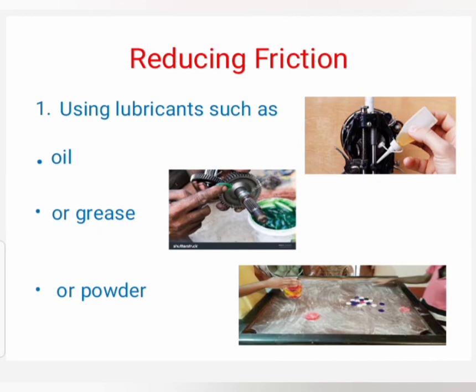Oil or grease is applied to reduce friction. Applying oil to the stitching machine. Applying grease to the moving parts of machines. Oil or grease is applied between the moving parts of machines to reduce friction. While playing carom, powder is sprinkled on the carom board to reduce friction.